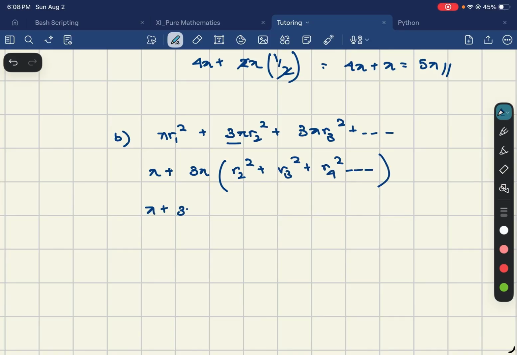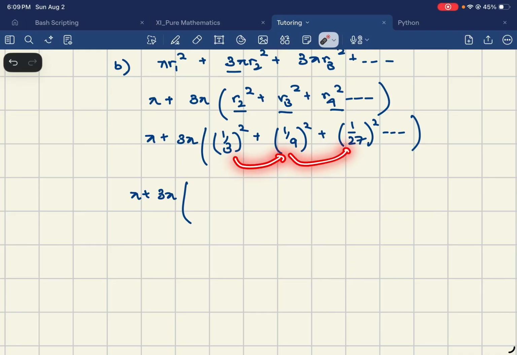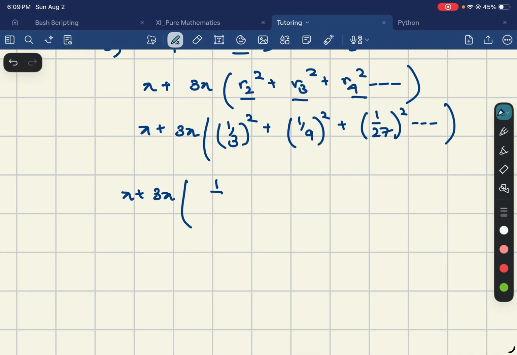All right, so let me just substitute in the values. r2 is 1 over 3. This is 1 over 3 squared, plus r3 is 1 over 9. So that is 1 over 9 squared. Plus r4 is 1 over 27. So this is 1 over 27 squared. And this goes on. All right, so I have pi plus 3 pi. Now let's look at a pattern here. I think this is a geometric series. Why do I say that? Well, let me write the terms out. I have 1 over 3 squared, plus 1 over 9 squared, plus 1 over 27 squared, and so on.